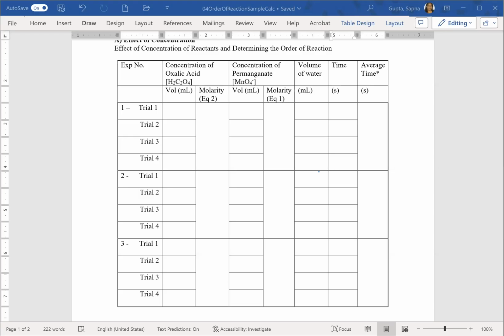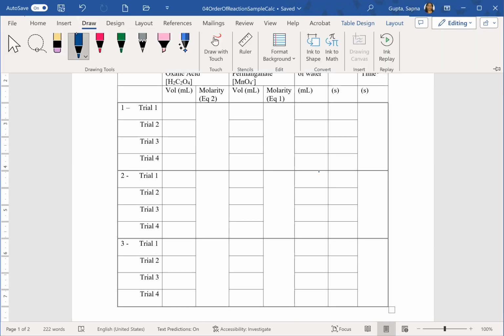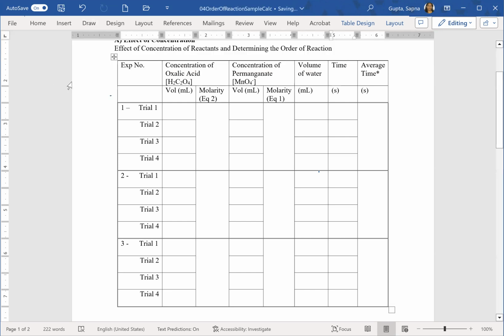Right, so here are the sample calculations for the order of reactions. It's going to be a lot of calculations, so just hang in there. It's going to be all okay as soon as you get into it. So anyhow, some of the volumes you're going to use are already given to you.